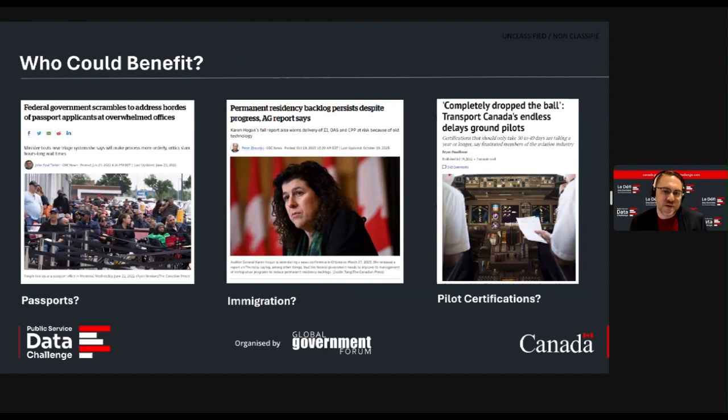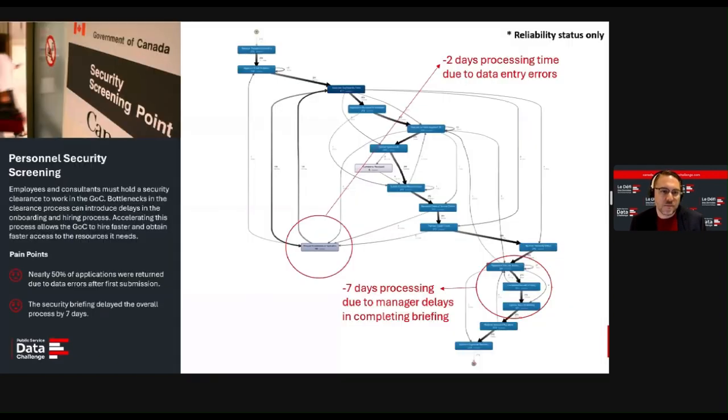So who could benefit from this? Perhaps passport and immigration services, or even pilot certifications. But the reality is process mining technology works. While working with my colleague Kavya Miller at Transport Canada, we conducted several proof of concepts to illustrate this. I'll pass it over to her now to highlight two successful case studies from our work. Over to you, Kavya. Thanks, Jacques.